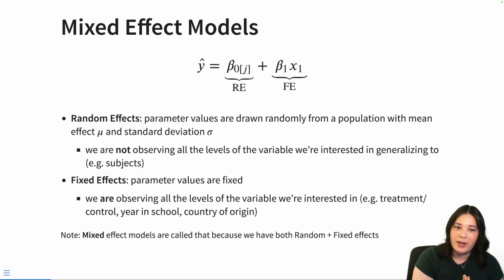Whereas fixed effects are parameter values that, like the name implies, are fixed. They're not drawn from a normal distribution. In essence, we are observing all the levels of a variable that we're interested in. So for instance, if we have a treatment group in an experimental design, right? Some people get treated, some people don't. Then we have every single possible value that variable could take on. You're either in the treatment or you're not in the treatment. And because those are the only groups that we want to generalize to, we are going to use a fixed effect to model them.